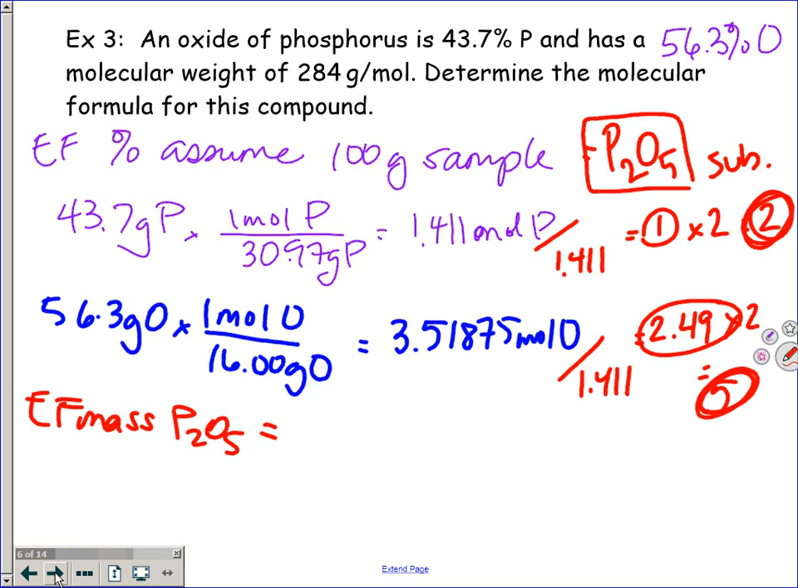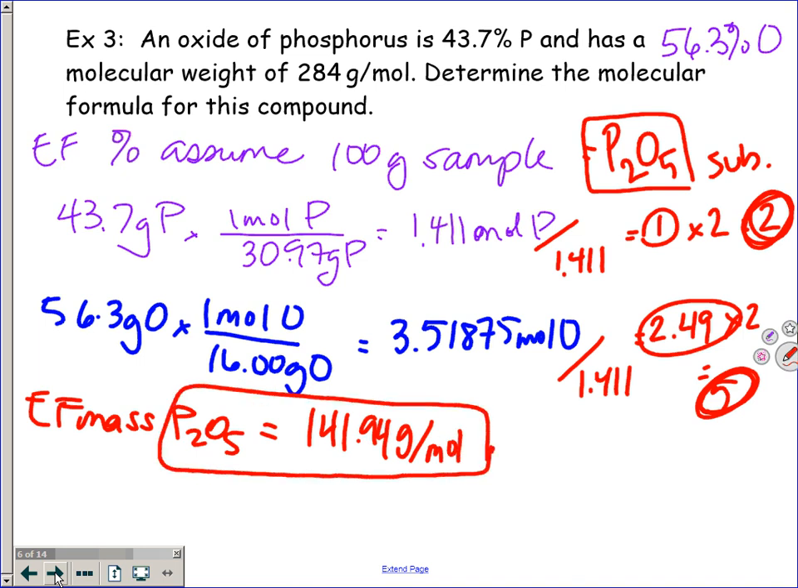Anybody? 0.94? Okay. So the empirical formula mass of P2O5, 141.94. Why was that important? Right, so we need to compare that to the molecular formula mass. I'm pretty sure you guys can see the multiple here. What does it look like the multiple is? 2. So you're going to put 141 into 284 twice.